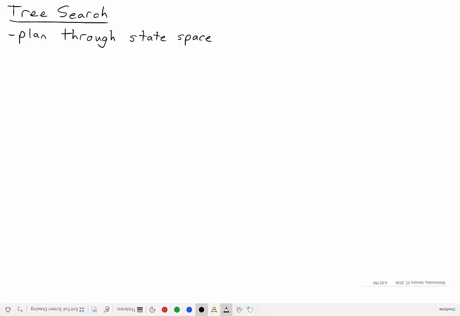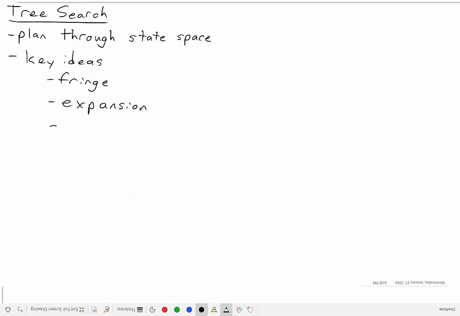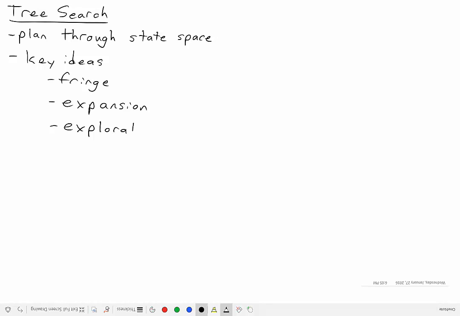Okay, so now that we've defined our state space, we need to know how to plan through the state space, which brings us to tree search. There are 3 key ideas in tree search. It's the ideas of a fringe, the expansion of nodes or states, and an exploration strategy. I'll go into all of these in more detail.